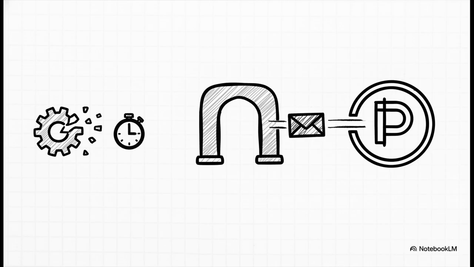For these special cases, Prometheus has something called the push gateway. It's basically a little mailbox. The short-lived job can run, quickly push its metrics to the mailbox, and then disappear. Prometheus can then come along later and collect the mail. It's a really clever solution.